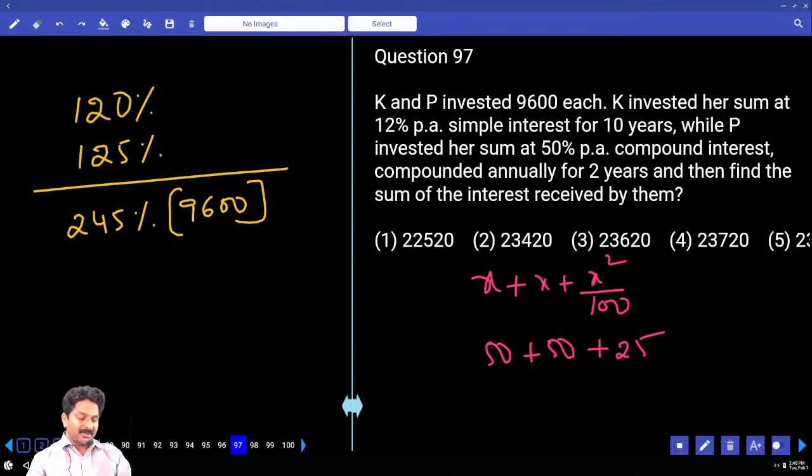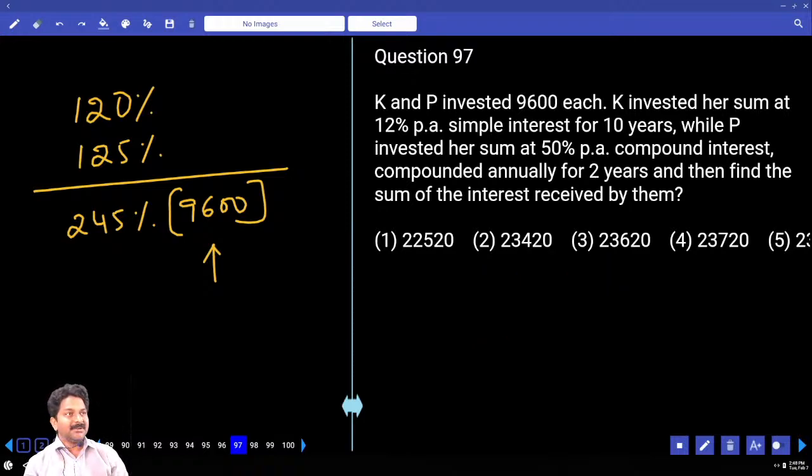So now, 245 percentage of 9,600. Observe this. 9600 is a 3 multiple, so the answer must be a multiple of 3. Now, can it be the first option? No. Can it be the second option? No. Can it be the third? No. Can it be the fourth? No. You're done with the answer. The fifth has to be your answer.